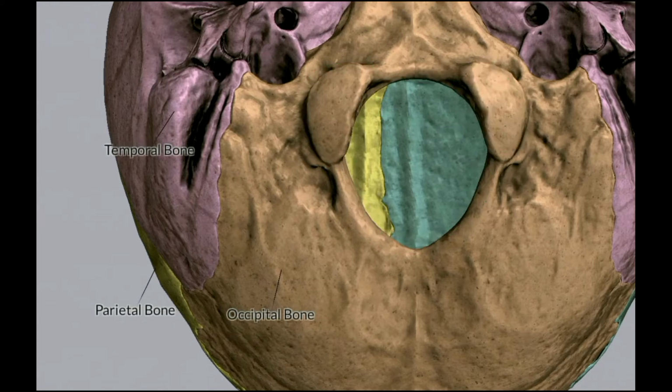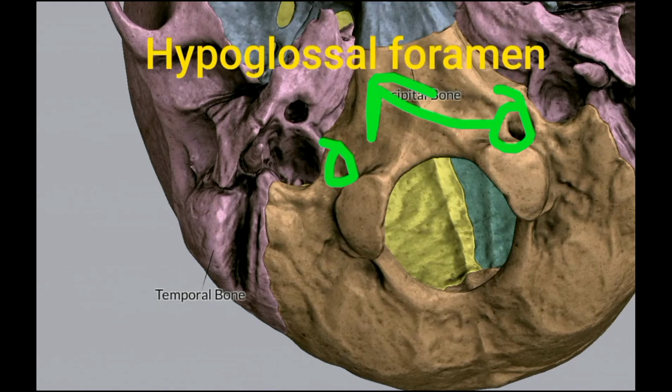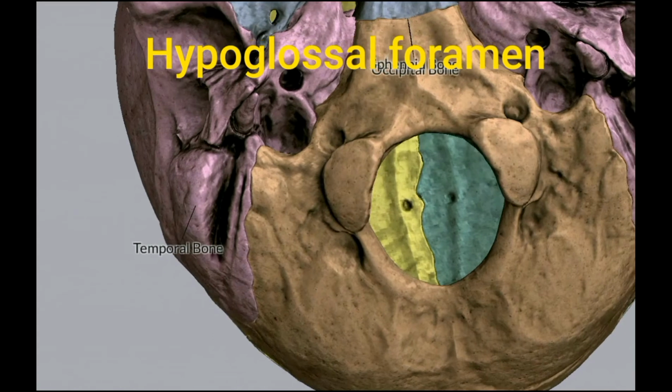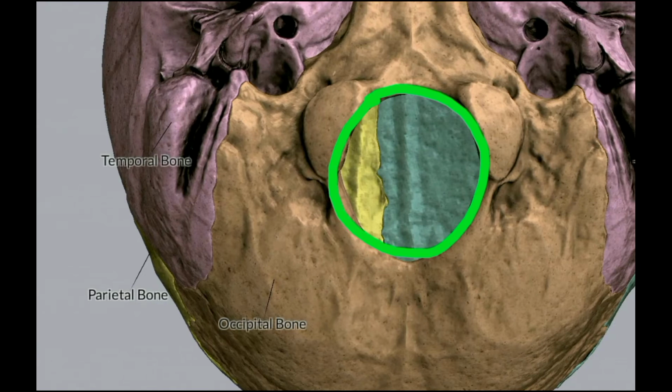On either side anteriorly you will see the occipital condyles, which articulate with the atlas, and just above the occipital condyles you see the hypoglossal canal or foramen transmitting the hypoglossal nerve. Foramen magnum is very important as it transmits a number of structures. The diameters are around 3.5 cm anteroposteriorly and around 3 cm transversely.